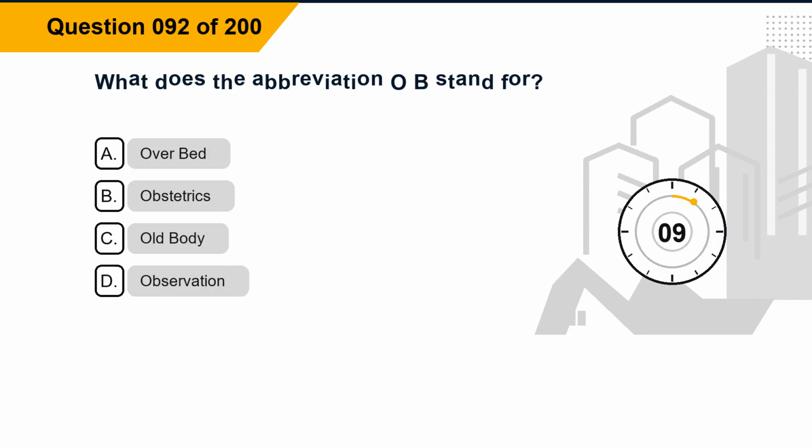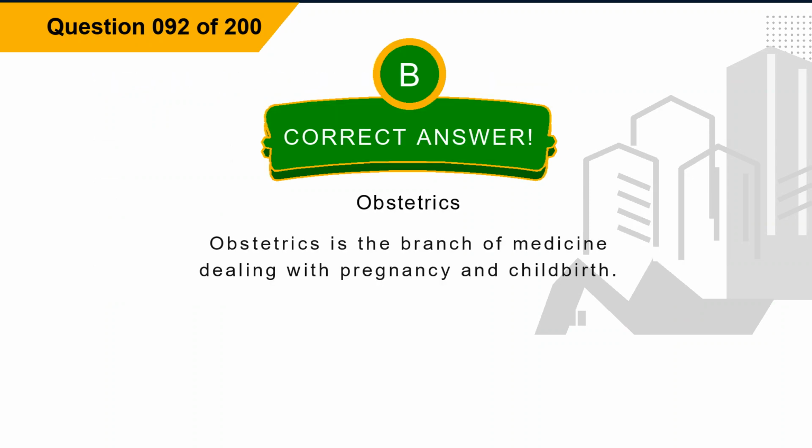Question 92. What does the abbreviation OB stand for? Option A, overbed. Option B, obstetrics. Option C, old body. Option D, observation. The correct answer is option B, obstetrics. Explanation. Obstetrics is the branch of medicine dealing with pregnancy and childbirth.